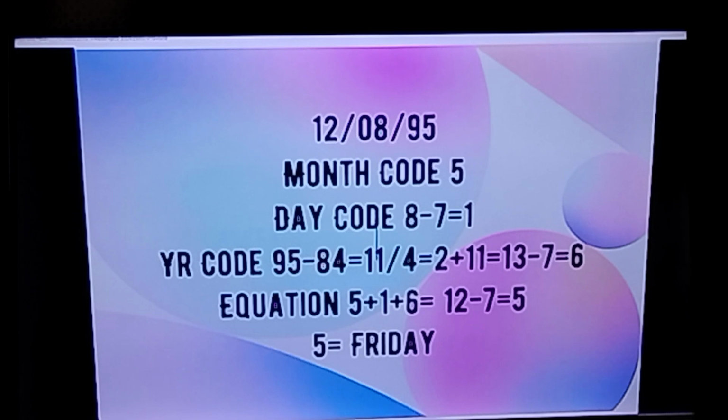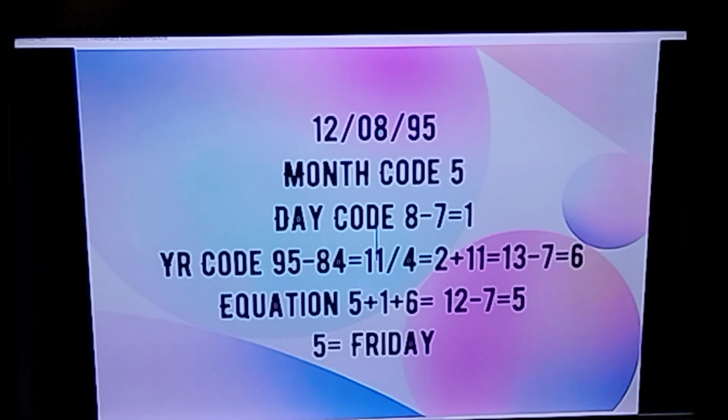Okay, if you got Friday, you did the math right. So the month code for December is 5. We take the date 8, subtract it from 7 to get day code 1. We take 95, the year, and subtract it from 84, because remember, 7 and 4 divides evenly by 84, so that's our shortcut. We get 11, we divide that by 4 to find out the leap years in 11. We get a 2, we add it back to 11, we get a 13. We subtract 13 from 7 to get 6 to make it shorter math.